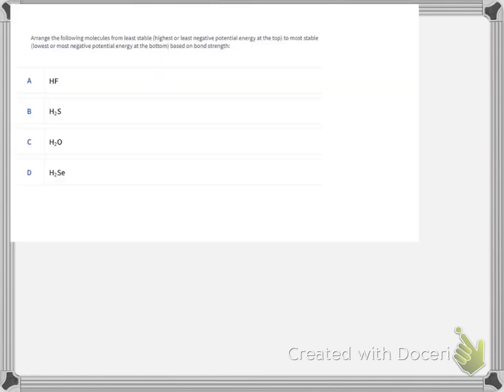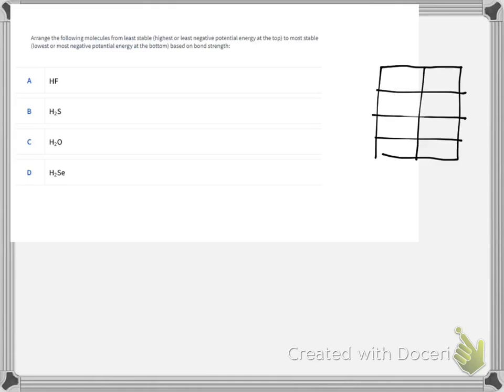Okay, so now let's go into the homework. Those were two questions that came up in class, and now we want to know how we apply the ideas from the class to the homework questions. All right, so we're being asked to rank potential energy here for these molecules.